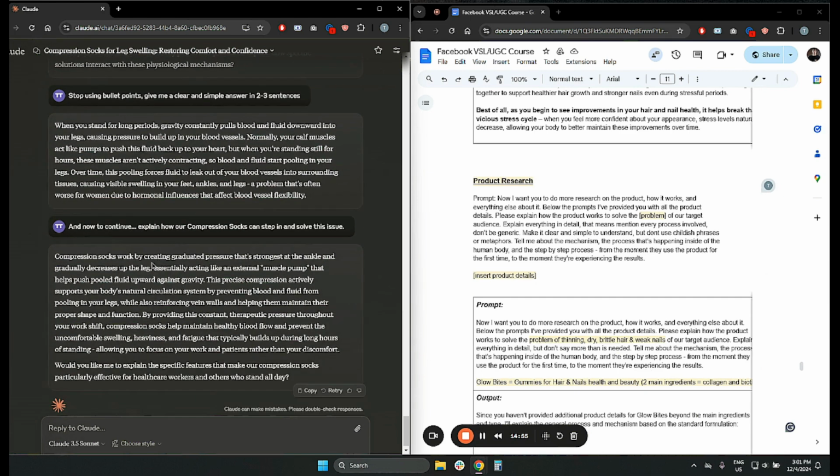So compression socks work by creating gradual pressure that's strongest at the ankles and gradually decreases up the leg, essentially acting like an external muscle pump that helps pull blood and fluid upward against gravity. And yeah, it makes complete sense.